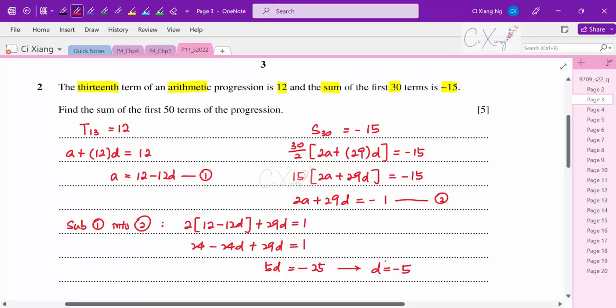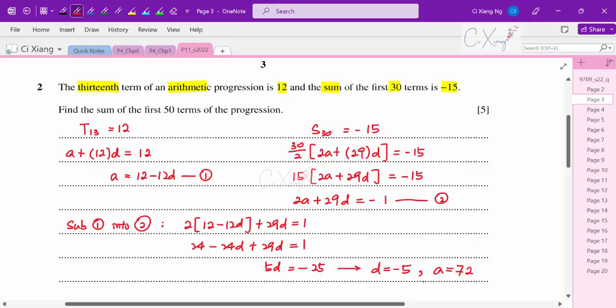Right, so once I get the value of d, which is negative 5 already, I can substitute this value into my first equation to get the value for a. If I substitute it, the value for a that I get will be negative 12 minus negative 5, multiply with negative 5, and then plus 12. So if you didn't do any careless mistake, the answer for a should be 72. Okay, so this is the value for a and d that we get.